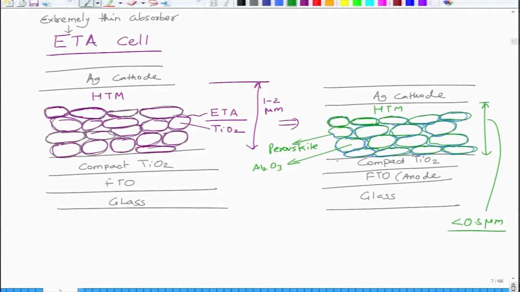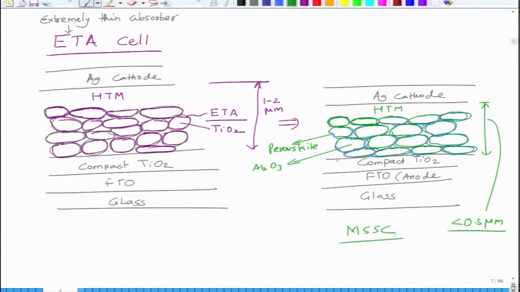So, this is what gave rise to what we call a mesostructured, this is called MSSC by the way, mesosuperstructured solar cell. So, this gave rise to the beginning of perovskite solar cell. Perovskite work started in 2009, and then in 2011-12 the Oxford group and the Gratzel group worked tirelessly to develop good quality perovskite solar cells, and today a lot of people are working on perovskite solar cells.